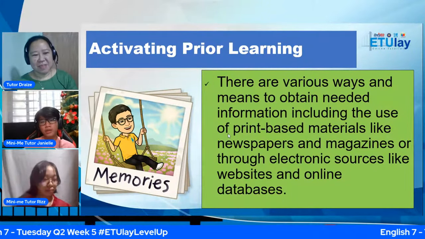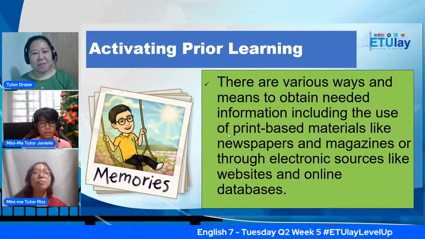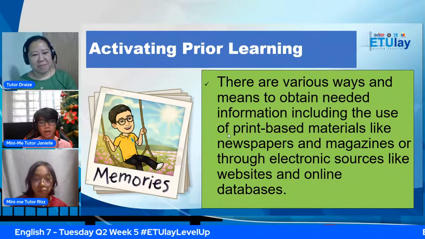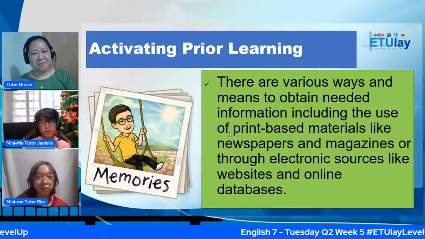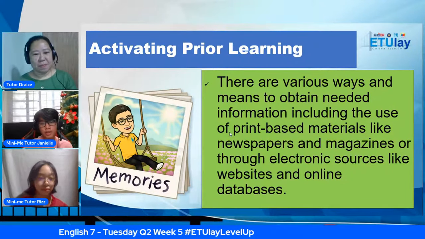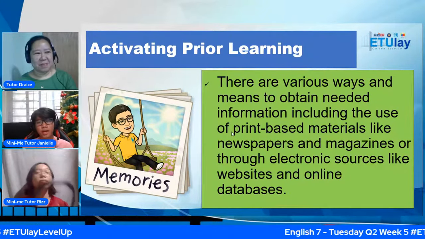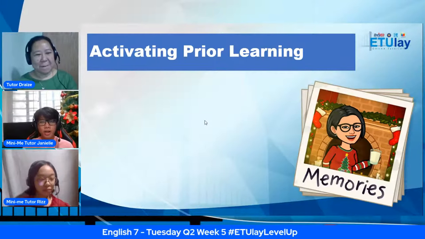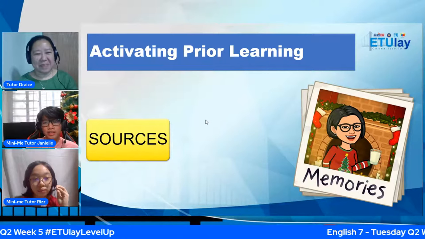So we already know that there are various ways and means to obtain needed information. It can be through the use of print-based materials like newspaper and magazine, non-electronic, or the distribution of message or information, usually in the form of letters or verbally. And we also have the electronic sources like website and online database book. So we use those things to gather information and to learn from them as well. So let us learn more about those types through Ate Reese. Take it away, partner.